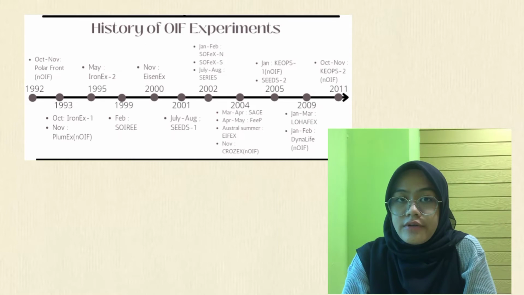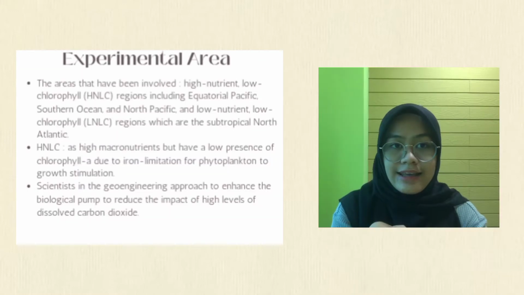Over the past 25 years, from 1992 to 2011, about 13 artificial ocean iron fertilization experiments and 6 natural iron fertilization experiments have been conducted in several oceans. The experimental areas included the high nutrient low chlorophyll region, which is the Southern Ocean.